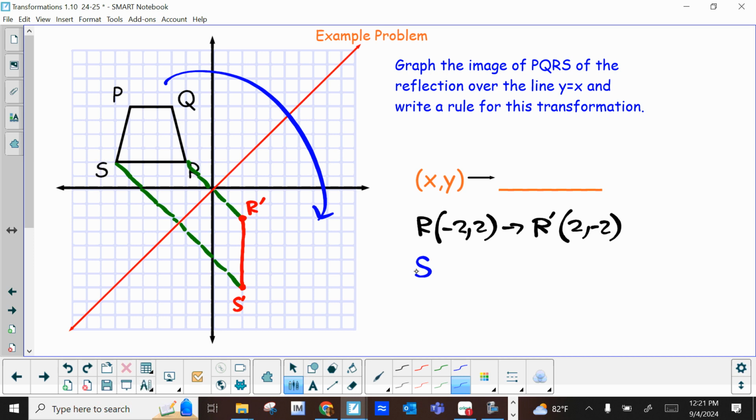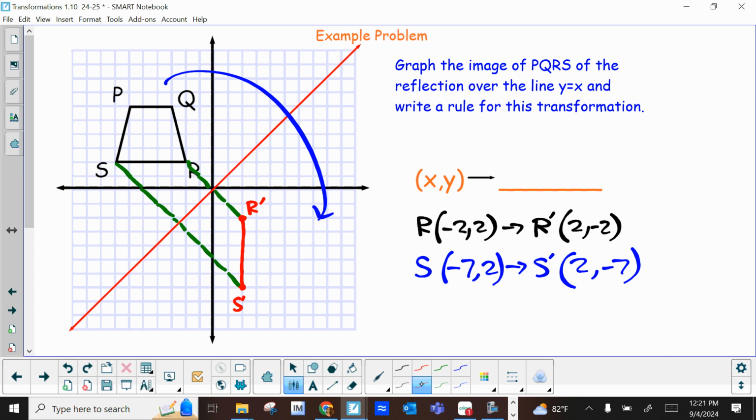S is at -7, 2, and S prime, which I already graphed, is at 2, -7. So what happened here? It looks like all they did was switch places. No signs changed. You see that? So they just switch places.